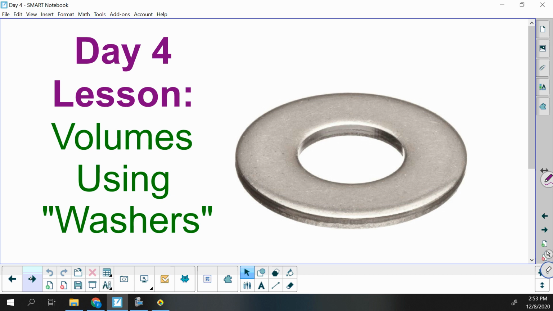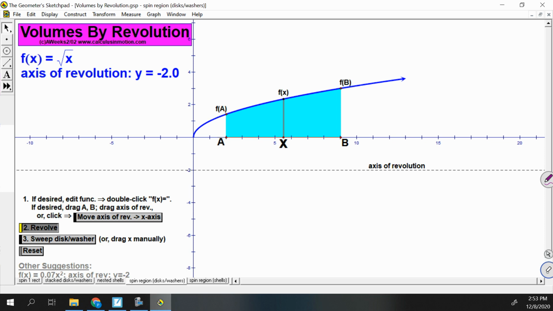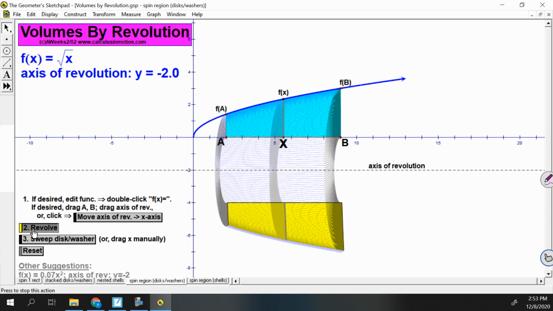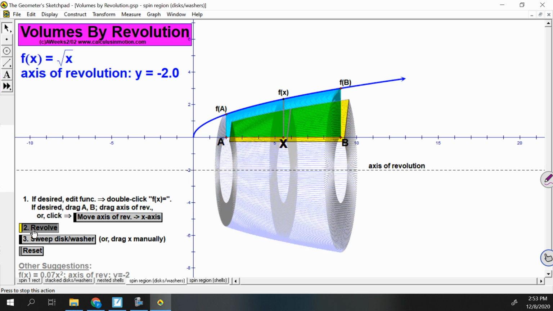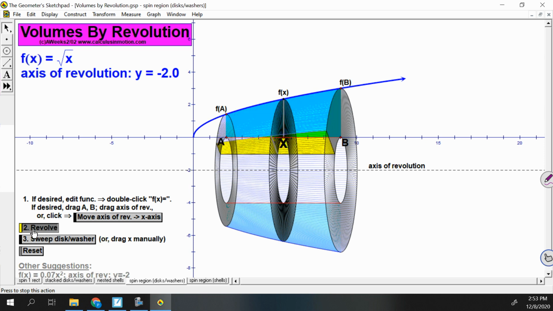All right, so day 4 is volumes by washers. So the first thing I want to show you is a little demonstration. Say we took this blue region here and we wanted to revolve it around y equals -2 there. So as we spin it around y equals -2, this is the three-dimensional solid that it would create.